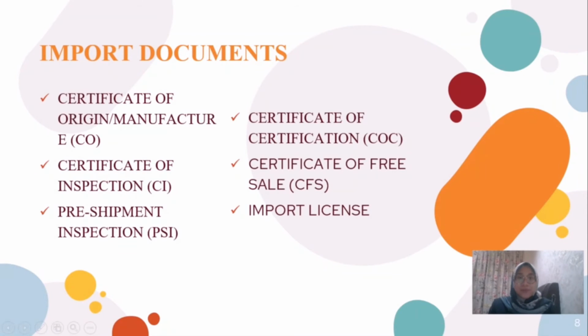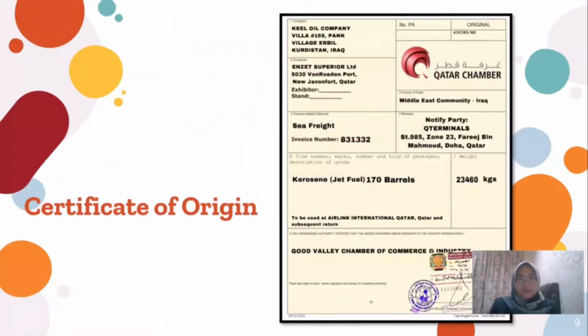The next document in commercial documents is the import document. The import document will be prepared by our side, which is the importer. The first import document is the Certificate of Origin or Manufacturer, COO, certificate of inspection, pre-shipment inspection, certificate of certification, certificate of free sales, and also import license. This is the certificate of origin prepared by our company, NZ Superior Ltd.